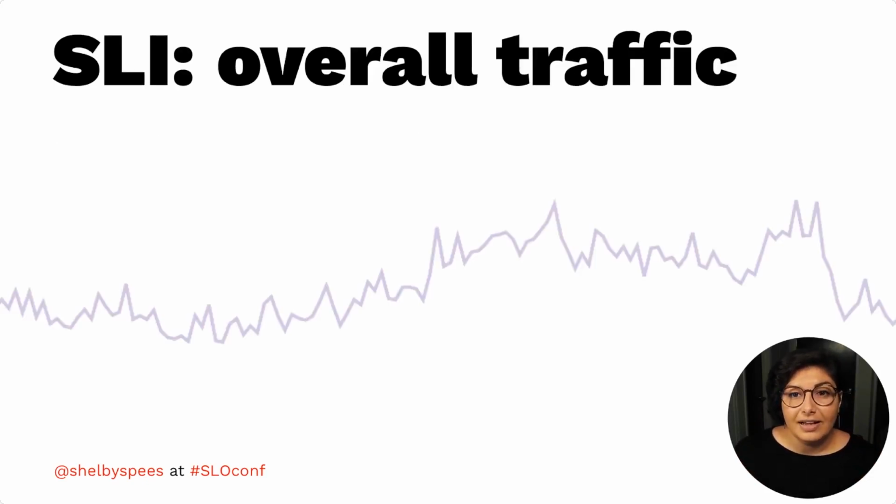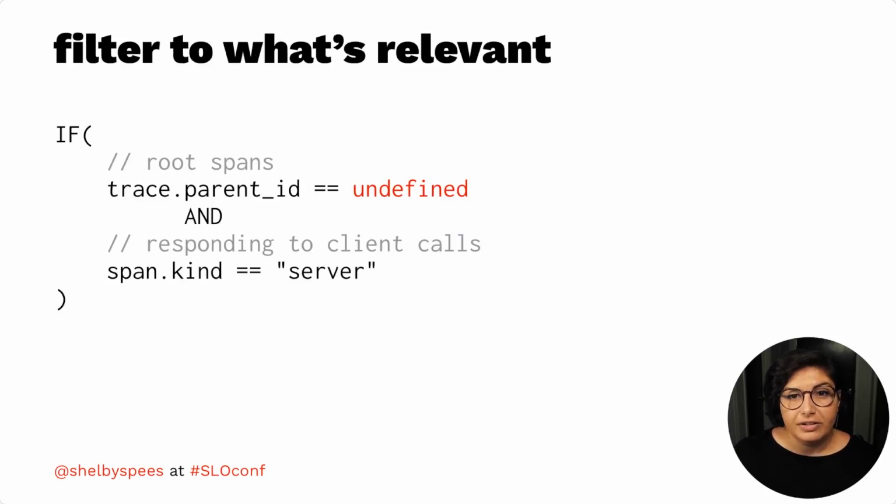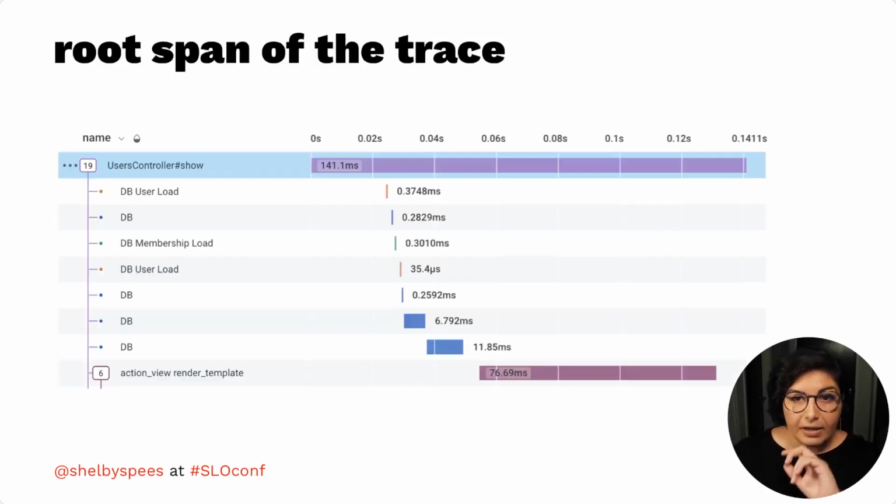First, let's define an SLI for latency and error rate on overall traffic to our API service. We want to filter to spans that best represent our end user experience. So for overall traffic, we can look at server spans at the root of traces. Here's an example of the kind of span we're looking at. The root span of a trace is the entry point for that request in our system.